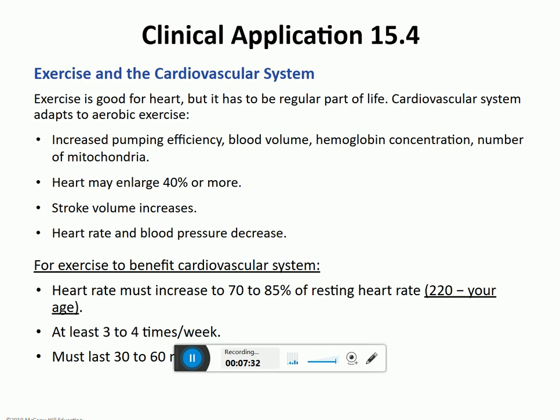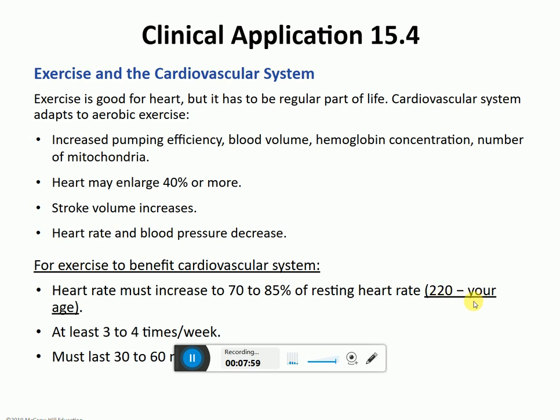Basically, the heart doesn't have to work as hard in order to become efficient. But we always advise patients to exercise, so what kind of exercise is beneficial to their heart? You need to let your patients know that heart rate must increase to about 70 to 85% of the maximum heart rate, but that's not really what you're going to tell your patients. You're going to tell your patients to get their heart rate up to 220 minus their age.